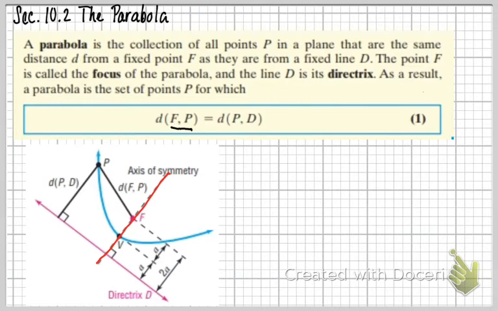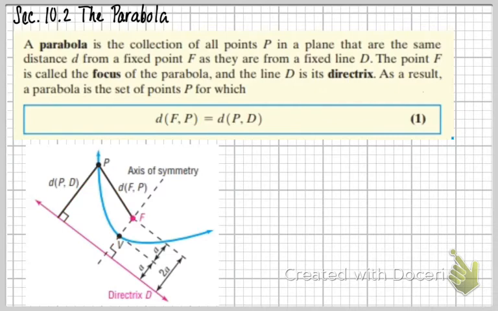So keep in mind here, this d(F,P) is my distance from F to P, and then my distance from P to D. Now keep in mind here, these are going to be right angles that we get. So with all these points, let's say I was talking about this point right here, then it would be from F to P, and that would be my distance, my d(F,P). And then if I drew a line straight down here, we would see that those would actually be the same distance. That's what's really cool about this, and that's really how they're defined.